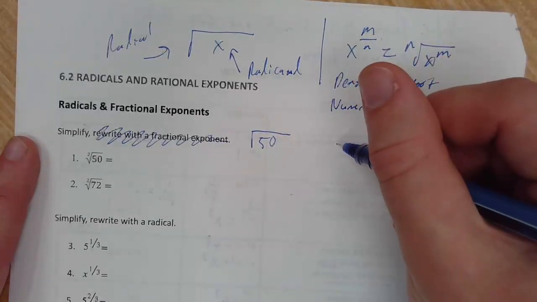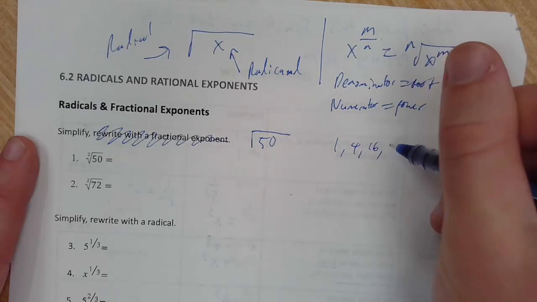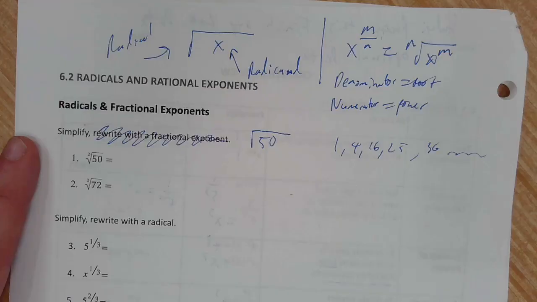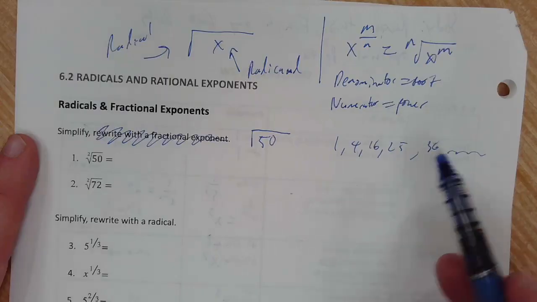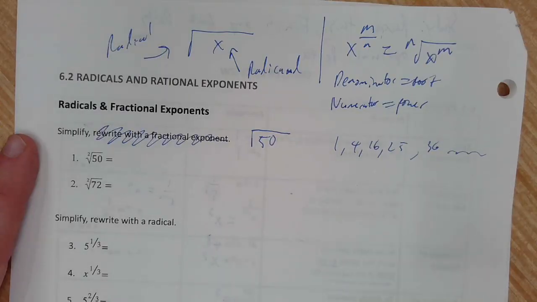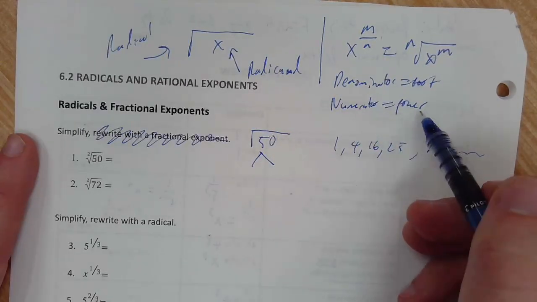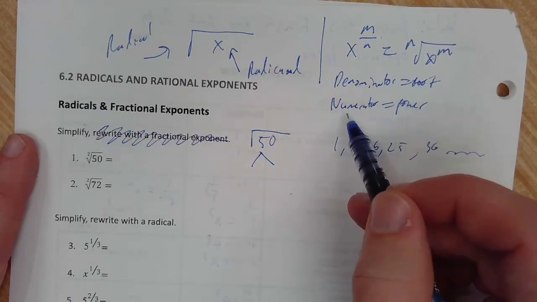Remember, the perfect squares are 1, 4, 16, 25, 36, etc. So what's the biggest one that fits inside 50? Ricardo? 36. So 36 fits inside 50, but when I say fits inside, I mean it multiplies into 50. Denominator is root, numerator is power.